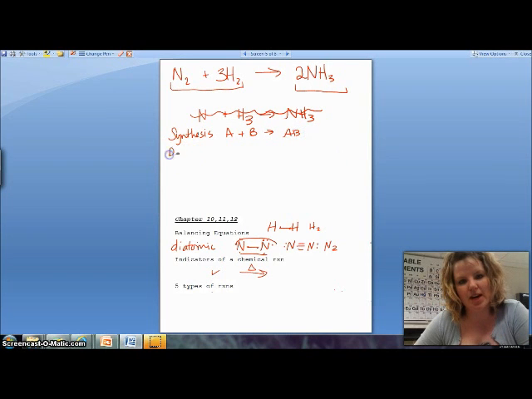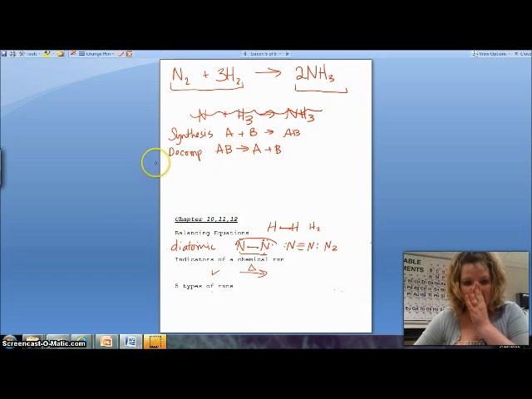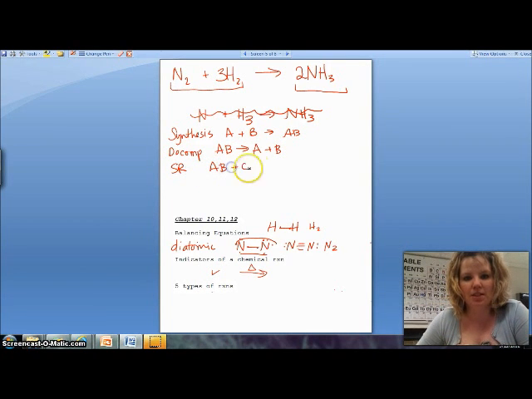Okay, we also have decomp. Decomposition reaction is when they decompose. So you have AB as a compound and it splits into A plus B. You have a single replacement, so you have AB plus C, and C replaces B. So you have AC plus B. You have double replacement, which you have AB plus CD, and it makes AD plus CB.